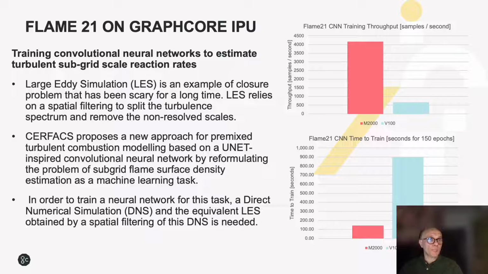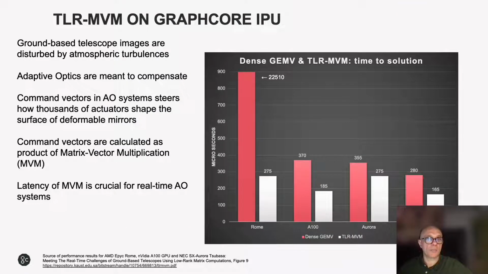Another model is Flame21. We are training a convolutional neural network to estimate the turbulent subgrid scale reaction rate. Surfax proposed a new approach for premixed turbulent combustion modeling based on a U-Net-inspired convolutional neural network instead of the classical HPC simulation. We examined Flame21 and saw significant throughput improvement versus one of the leading graphics subsystems. In terms of time to train, our IPU-enabled model is also 8 times more efficient than the GPU subsystem. This ongoing experiment with our partner, KAUST University from Saudi Arabia, shows the potential of the IPU in classical HPC workloads.